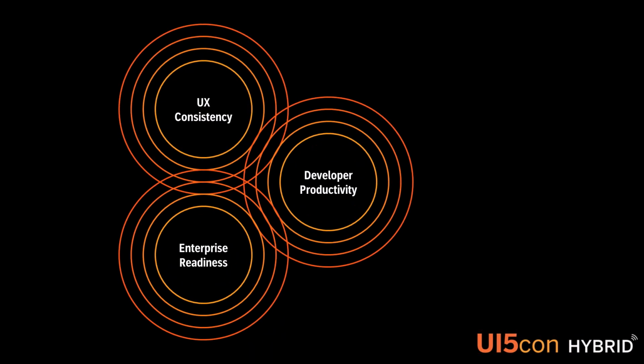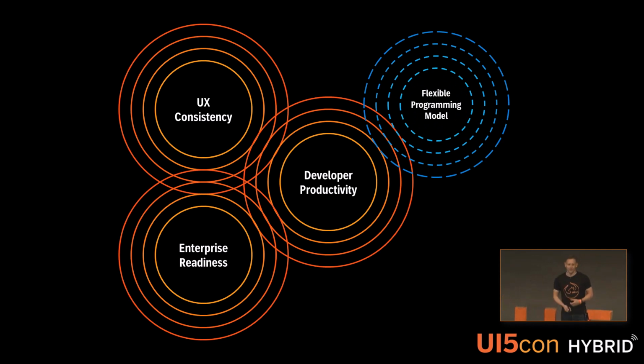When we got asked to present at UI5con, we had a plan immediately what to talk about. We would talk about the value proposition of Fiori elements. So, UX consistency, enterprise readiness, and developer productivity. And then mix in a little bit of the flexible programming model, because that's the only thing that Katja talks about these days. So that was the plan.